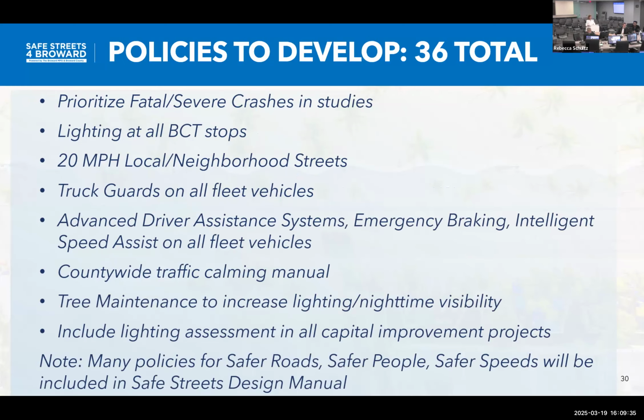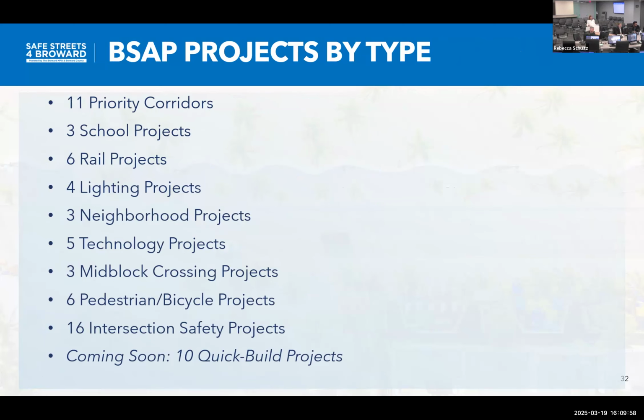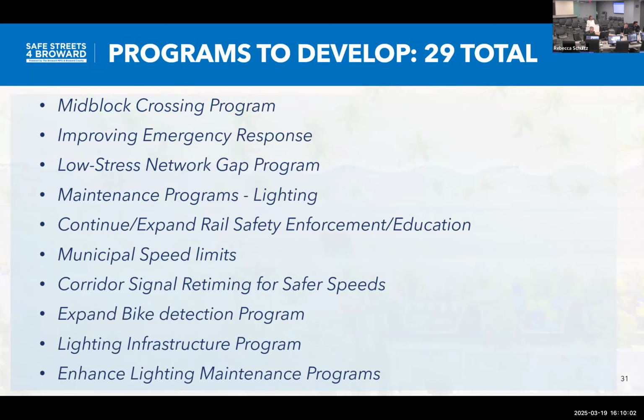All right, so overall, we have 36 policies. I listed some of them here. So you have a link to the Broward Safety Action Plan on the website, so I can let you peruse that. We also have 29 programs of all different sorts, from safer people to safer roads to post-crash care, as you can see. So trying to take the holistic safe system approach. Our BSAP executive. Sorry. Go ahead.